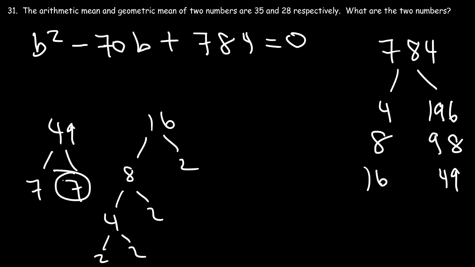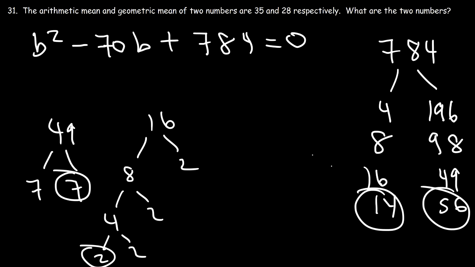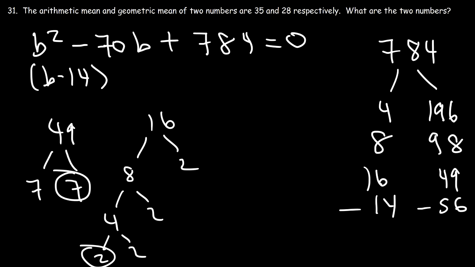So I'm going to try 7 times 2, which is 14. 784 divided by 14 is 56. Notice that 14 plus 56 adds up to 70. But I need to make it negative. So to factor this expression, it's going to be B minus 14 times B minus 56.